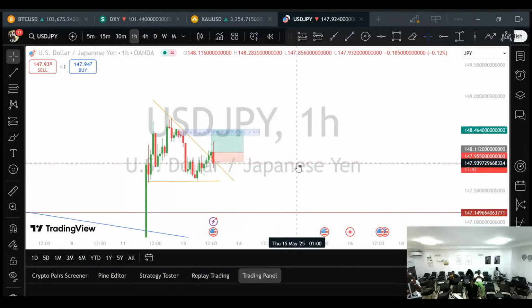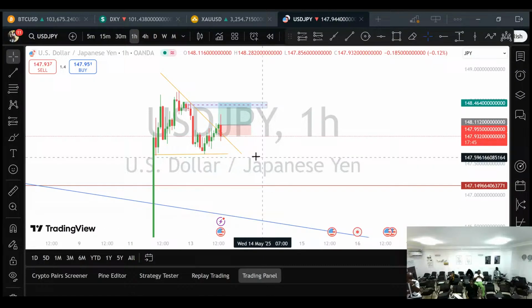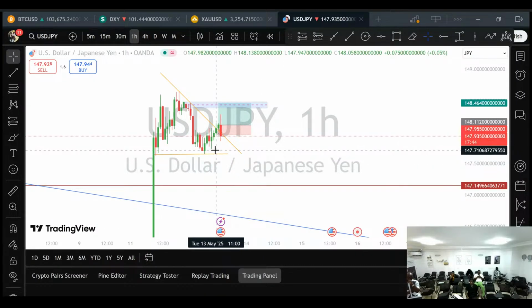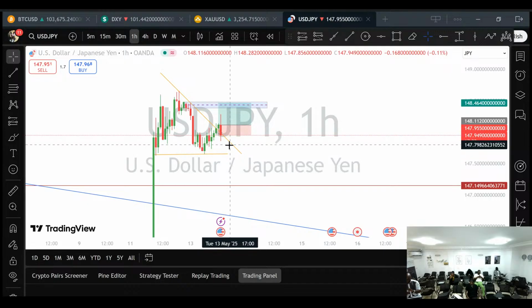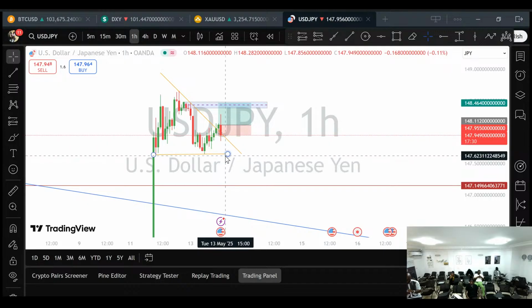But this is the next level we are targeting. Till the market breaks this support level, I won't advise anyone to get into a sell. So this candle might close, and then another bearish candle comes, until a bearish candle closes below this support level before we target a sell to the downside.